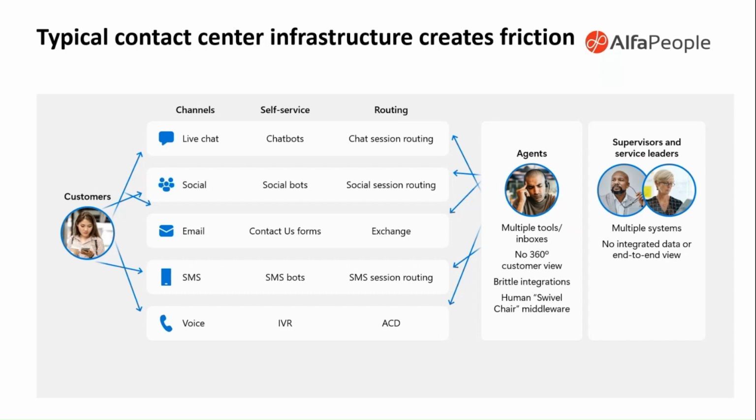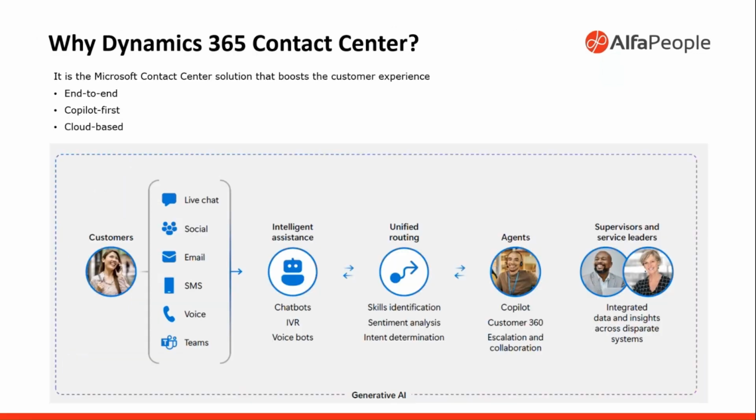So today, the typical contact center infrastructure also causes friction. The agent does not have a 360 degree view of the customer itself. So how can we solve this kind of problem? Well, we can use Dynamics 365 Contact Center. Dynamics 365 Contact Center, powered by Copilot Studio, is one place where we can have all our channels. We can deploy chatbots, message chatbots, but also voice chatbots with IVRs that can read everything from our customer from multiple channels and deliver a very good experience to our agents, having a 360 degree view of our customer. So here we have a very nice solution that boosts the customer experience. It's an end-to-end solution, Copilot first and cloud-based.